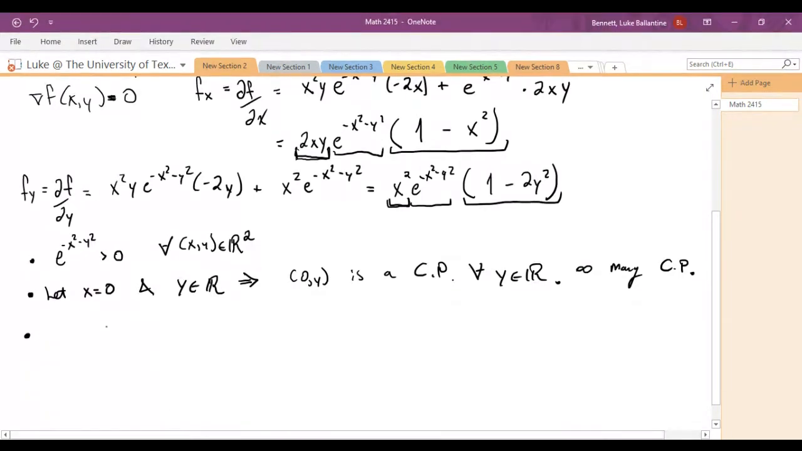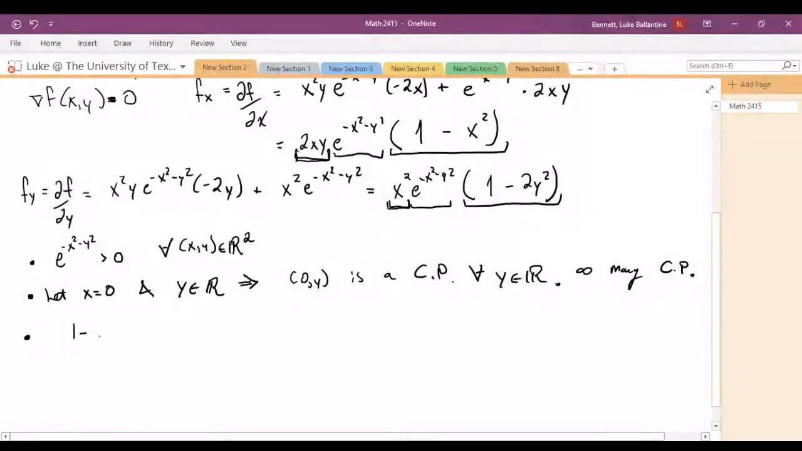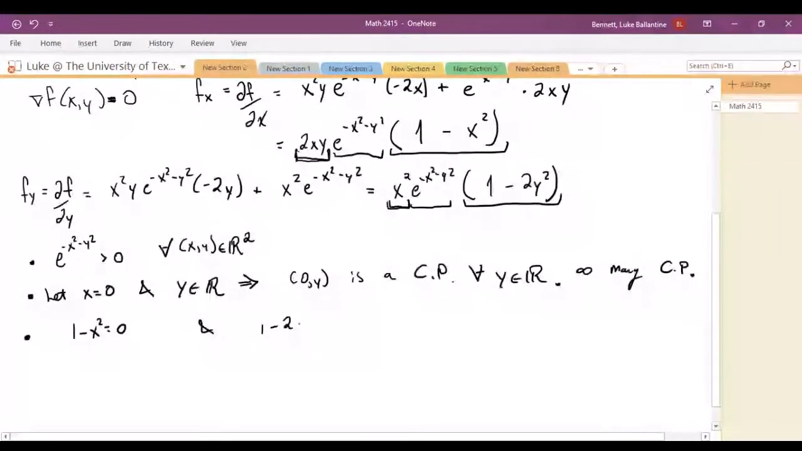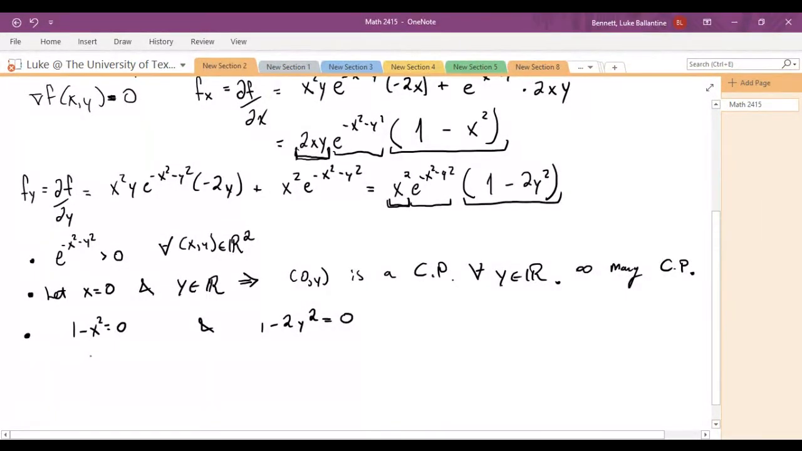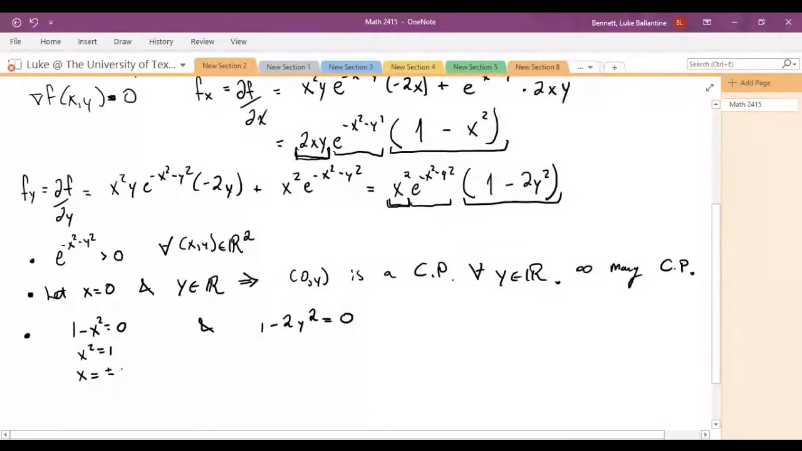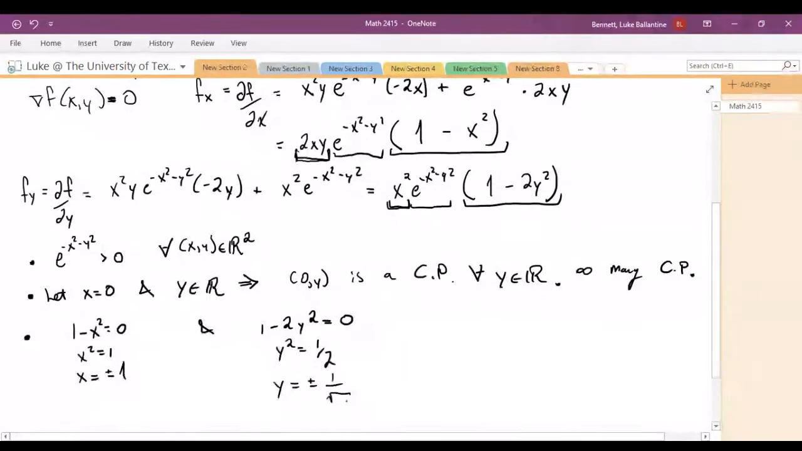Let's see, what do we get? Yeah, we have one equation equaling 0 and the other equation equaling 0. Okay, solving this for x, we add x squared over, we have x squared equals 1. Taking the square root, we have x equals plus and minus square root of 1, which is just 1. On the other hand, we add 2y squared over, divide by 2. We have y squared equals 1/2. y equals plus or minus 1 over square root of 2.